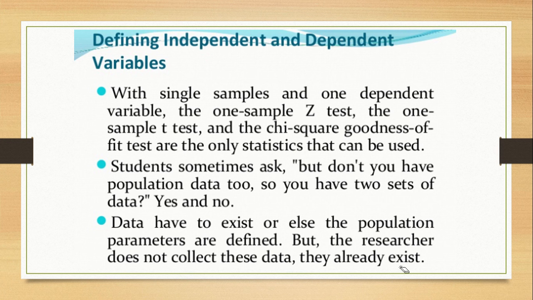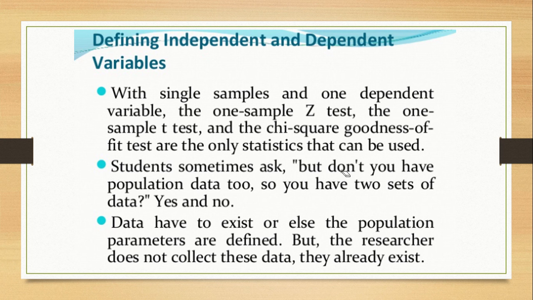So with a single sample and one dependent variable, the one sample z-test, the one sample t-test, and the chi-square goodness of fit test are the only statistics that can be used.